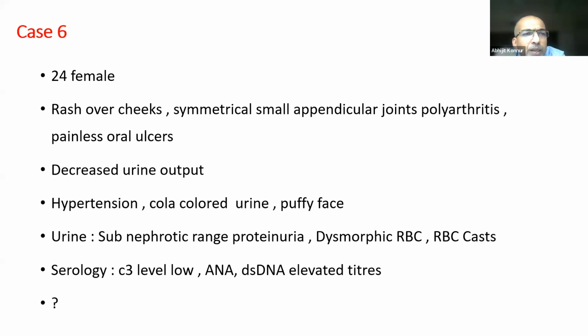Which is a 24-year-old female who presents with rashes over cheeks, symmetrical small appendicular joint polyarthritis, painless oral ulcers, decreased urine output, hypertension, cola-colored urine, puffy face. The urine showed a subnephrotic range proteinuria, dysmorphic RBCs and RBC casts. Her serology showed depressed C3 levels and also presence of anti-nuclear antibodies and double-stranded DNA antibodies.